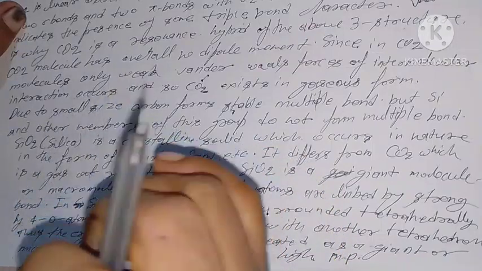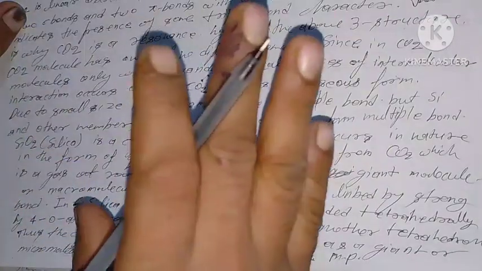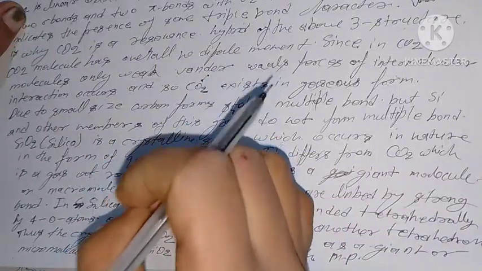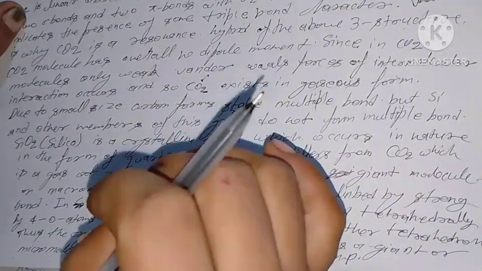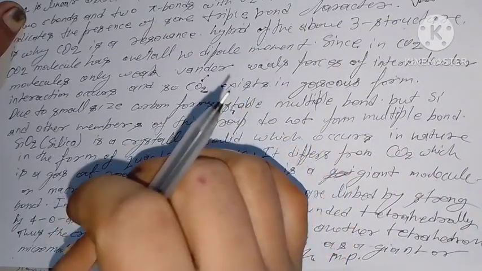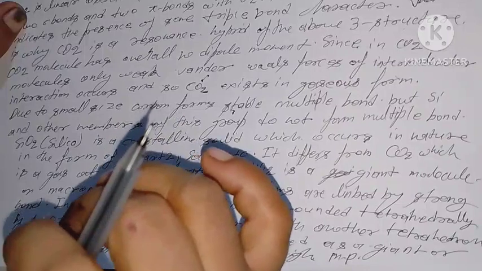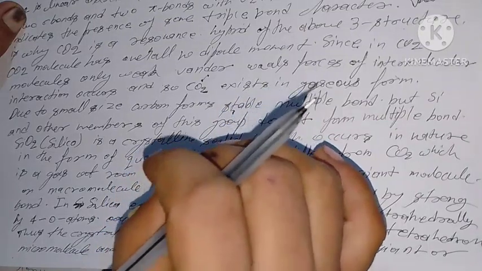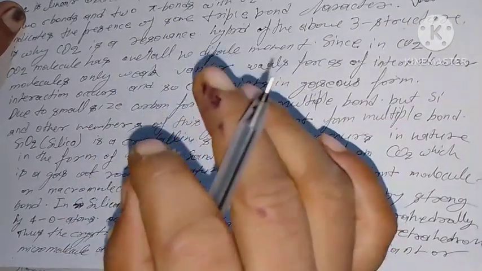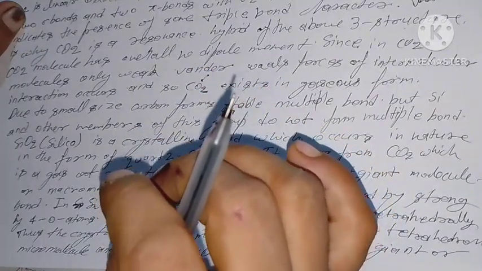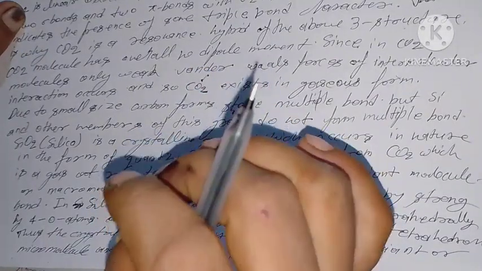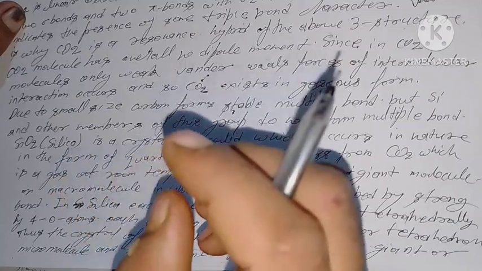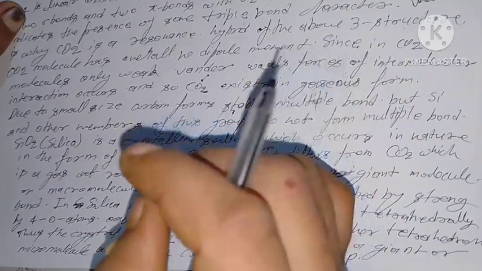Okay, the carbon dioxide molecule has overall no dipole moment, since only weak van der Waals forces of intermolecular interaction occur, and so carbon dioxide exists in gaseous form. Due to its small size, carbon forms stable multiple bonds, but silicon and other members of this group do not form multiple bonds. Silicon dioxide is a crystalline solid which occurs in nature in the form of quartz sand. It differs from carbon dioxide, which is a gas at room temperature.